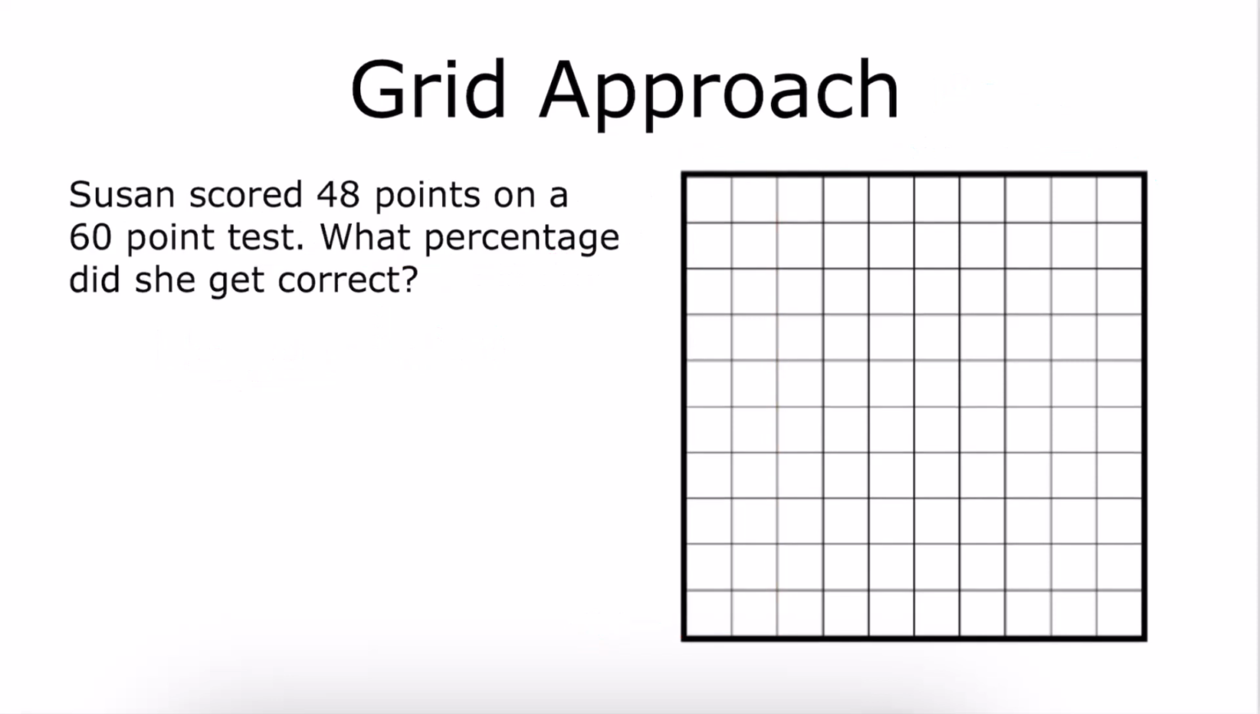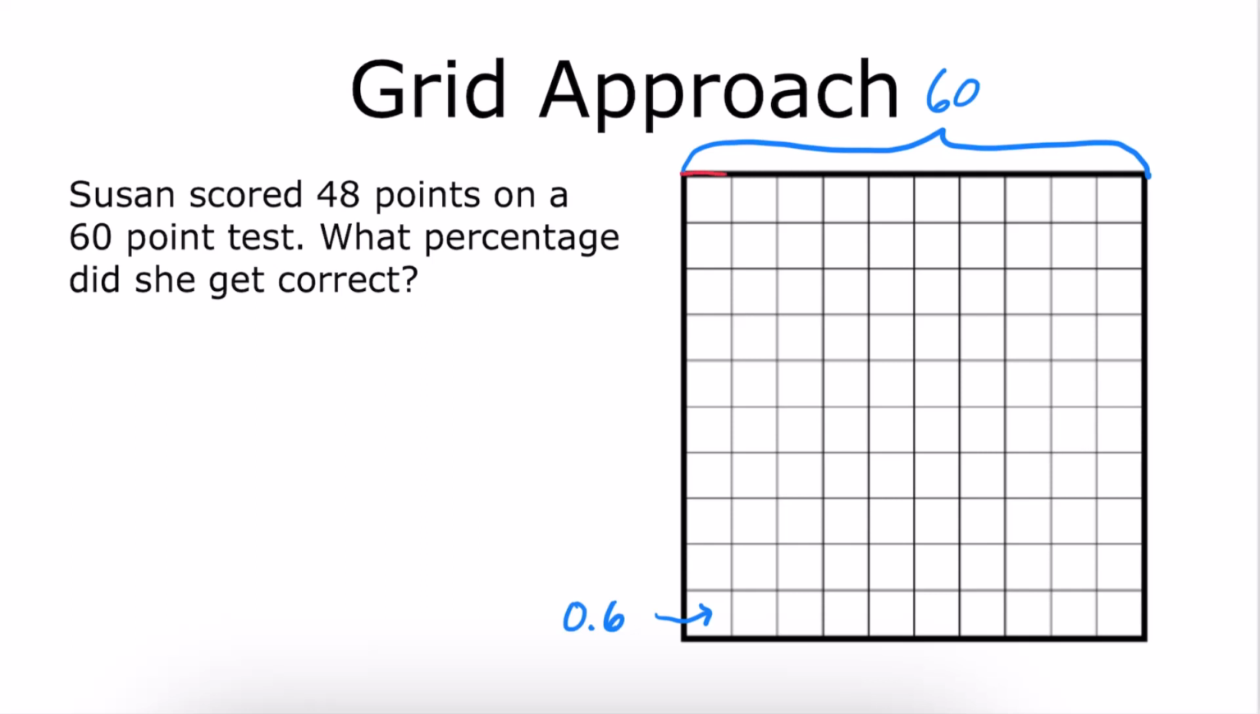If we were to use the grid approach for this problem, where we have a missing percentage, it says Susan scored 48 points on a 60-point test, and we want to figure out what percentage she got correct. So the whole amount is 60 points. This entire block is representing 60 points, which means that each one of these little squares represents 0.6, because if you take 60 and divide it up into 100 pieces, each piece is going to be 0.6. Then the question is, how many 0.6s does it take to get to 48?